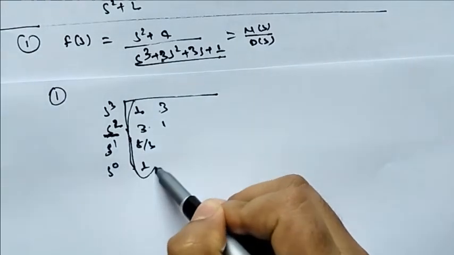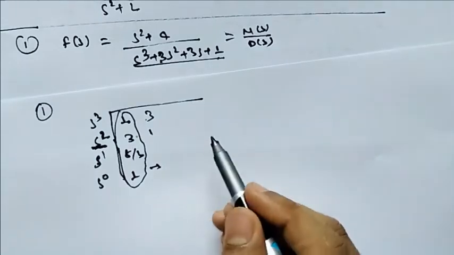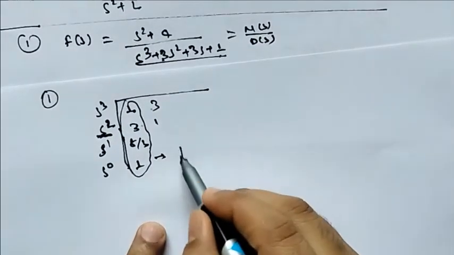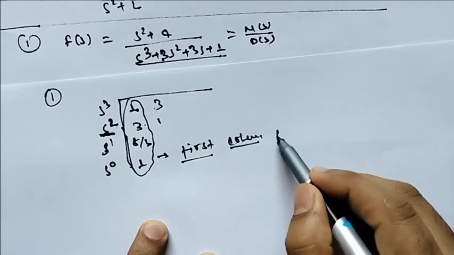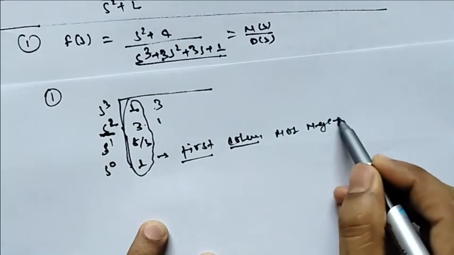Now if you see this first column, it has no negative sign.